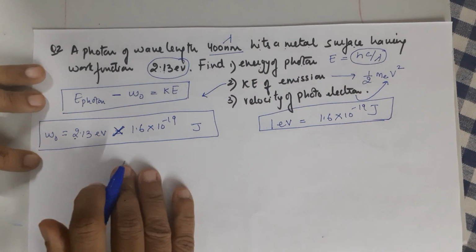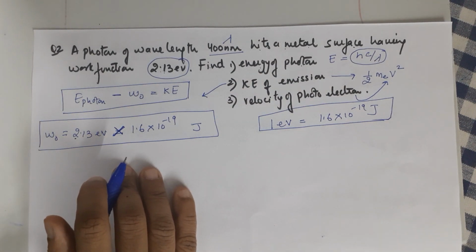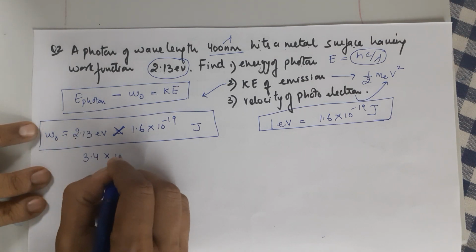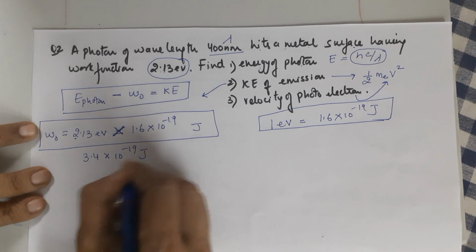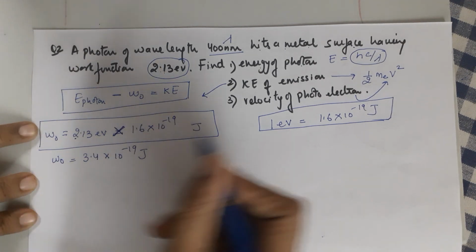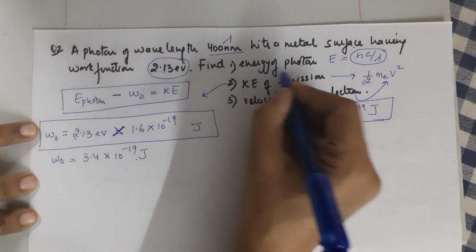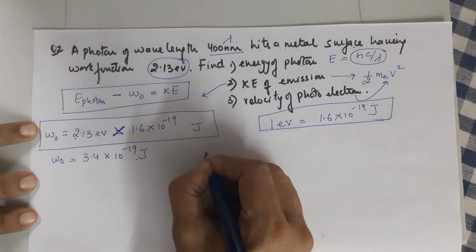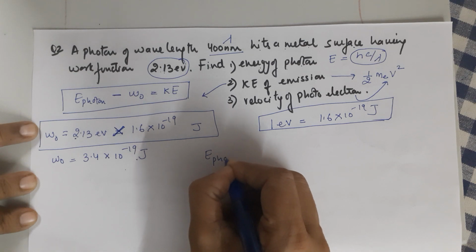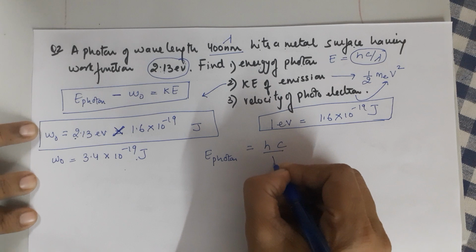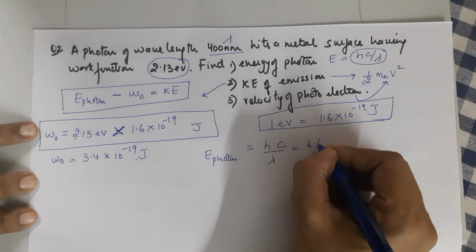So once this is done, this work function of yours comes out to be 3.4 into 10 to the power minus 19 joules. So I have calculated the work function in joules. Now let's begin with the question. Energy of the photon is equal to h into c by lambda. Let's substitute the values.